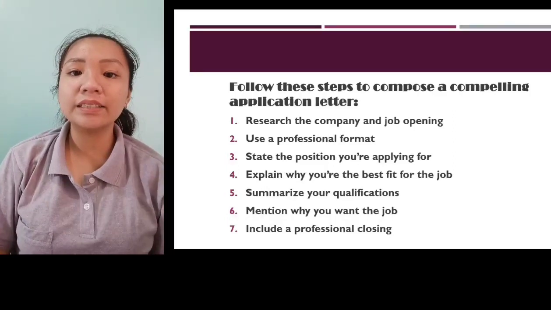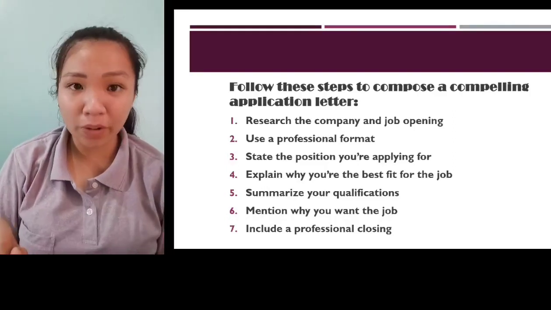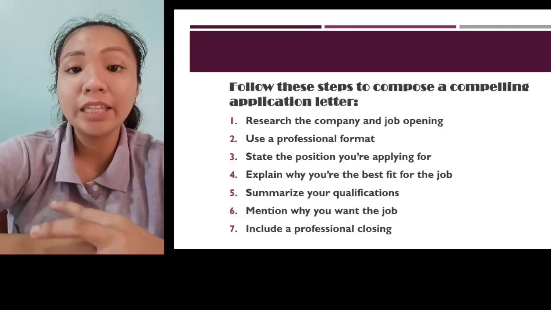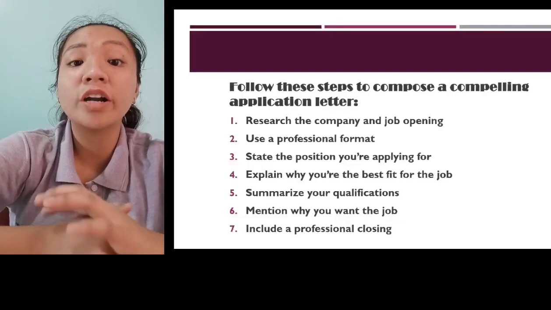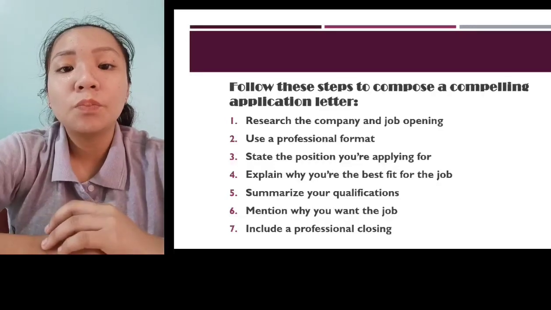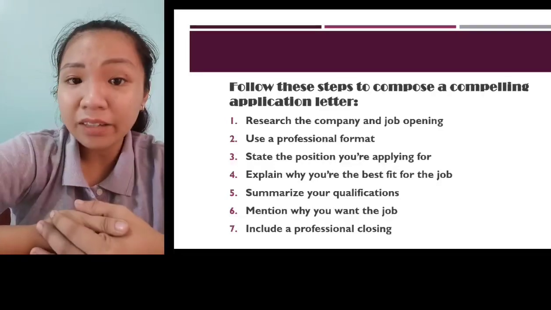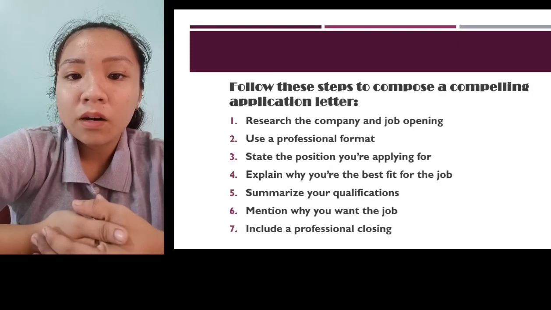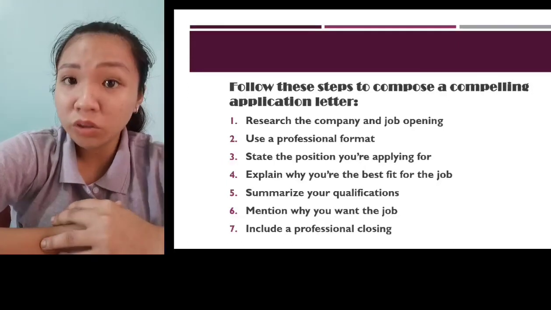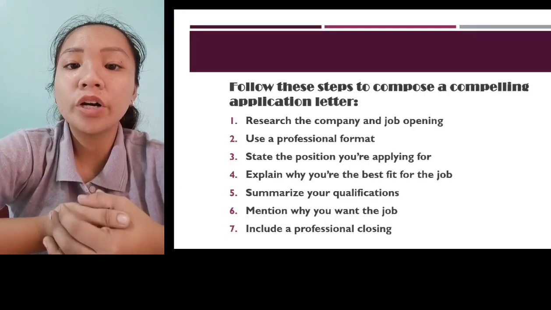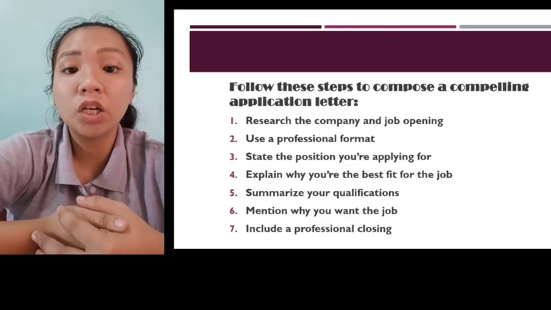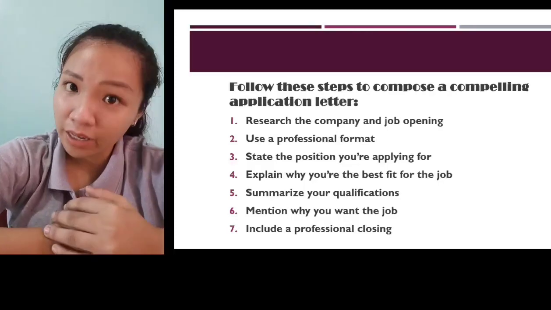Third is state the position you're applying for. Open the letter with a clear statement about the position you are applying for. Mention the company by name. You may want to specify where you saw the job posting. If you were referred by someone at the company, be sure to include their name and position.